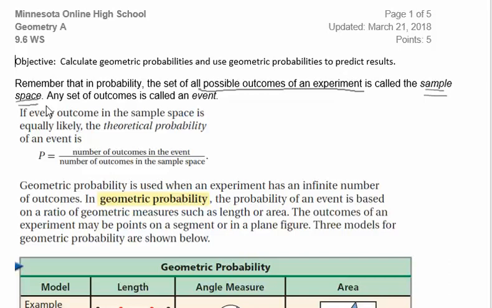So if every outcome in the sample space is equally likely, the theoretical probability of an event will be the number of outcomes in the event over the number of outcomes in the sample space. So it's how many you pick out of how many total there are, or how many you get out of how many total there are.